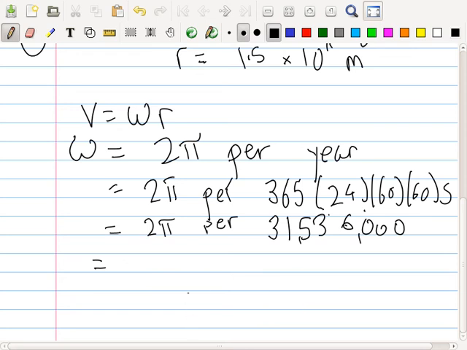365. Now, it's 2 pi per this many seconds. So can you do 2 pi divided by this, please? 2 pi divide this number. Why divided? Because we want it per second, not per 31 million seconds.